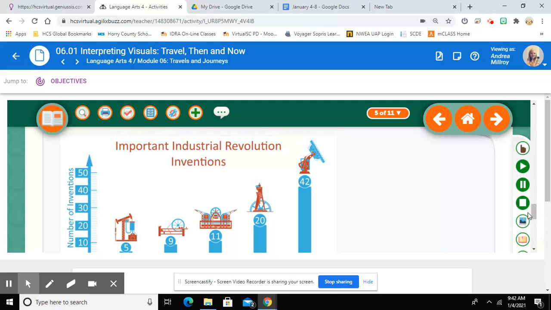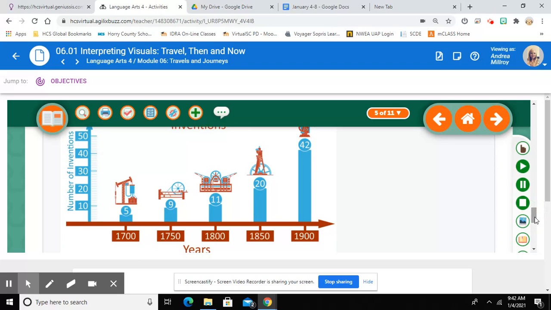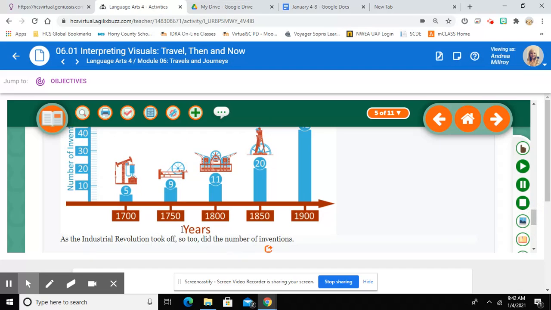Important Industrial Revolution inventions. A number of inventions, and this tells you the years that the inventions were made. And it gives you a little graphic to show you what the invention was. As the Industrial Revolution took off, so did the number of inventions, like an oil rig.